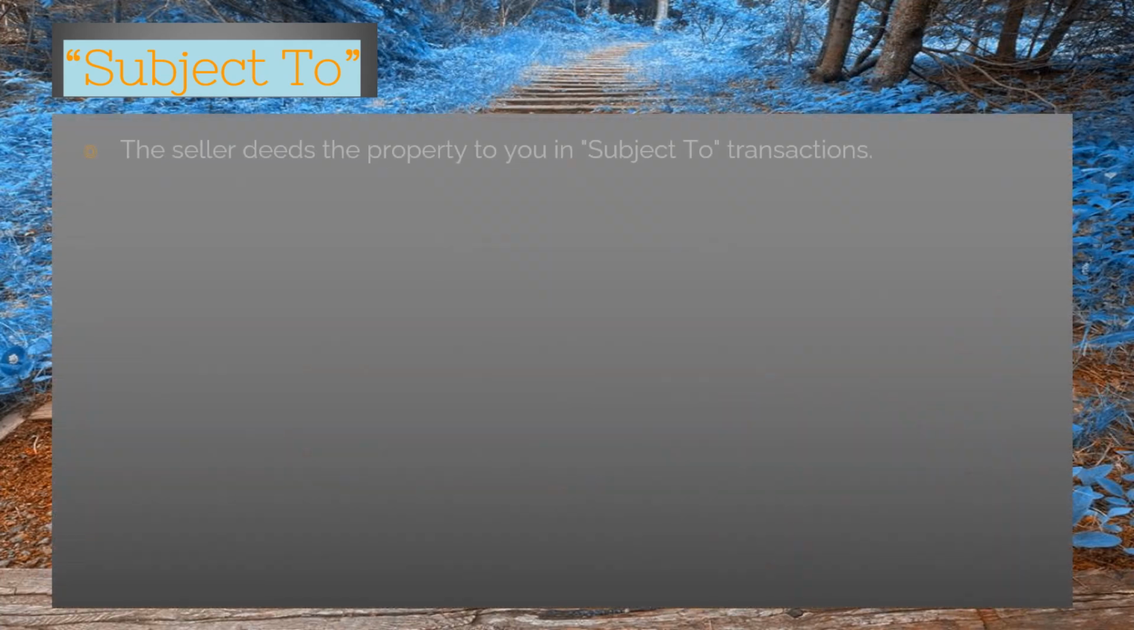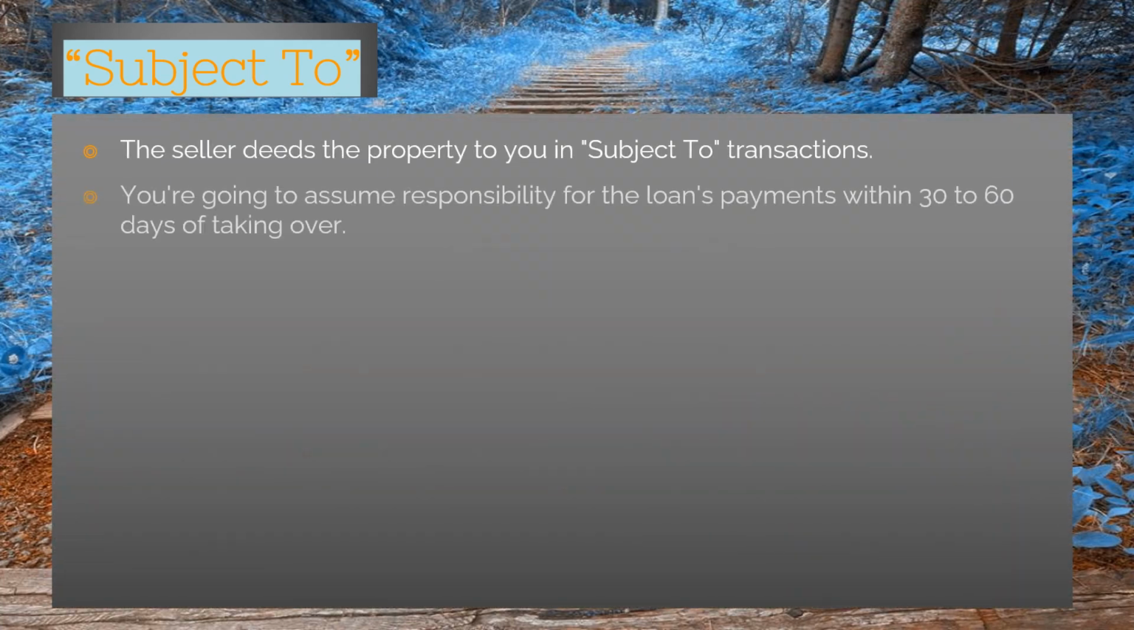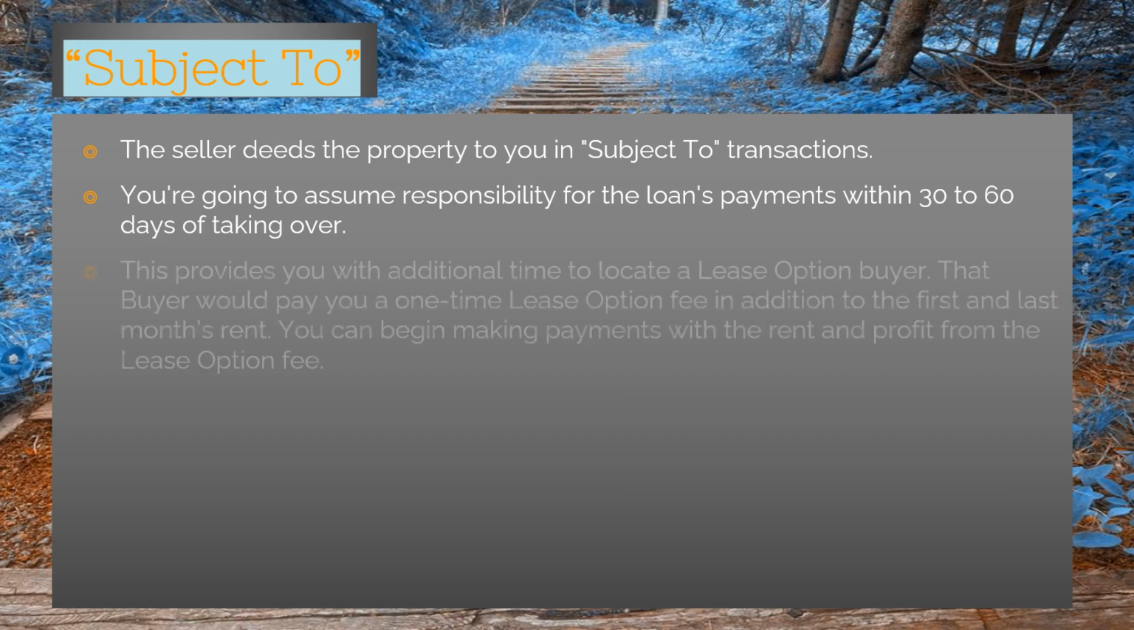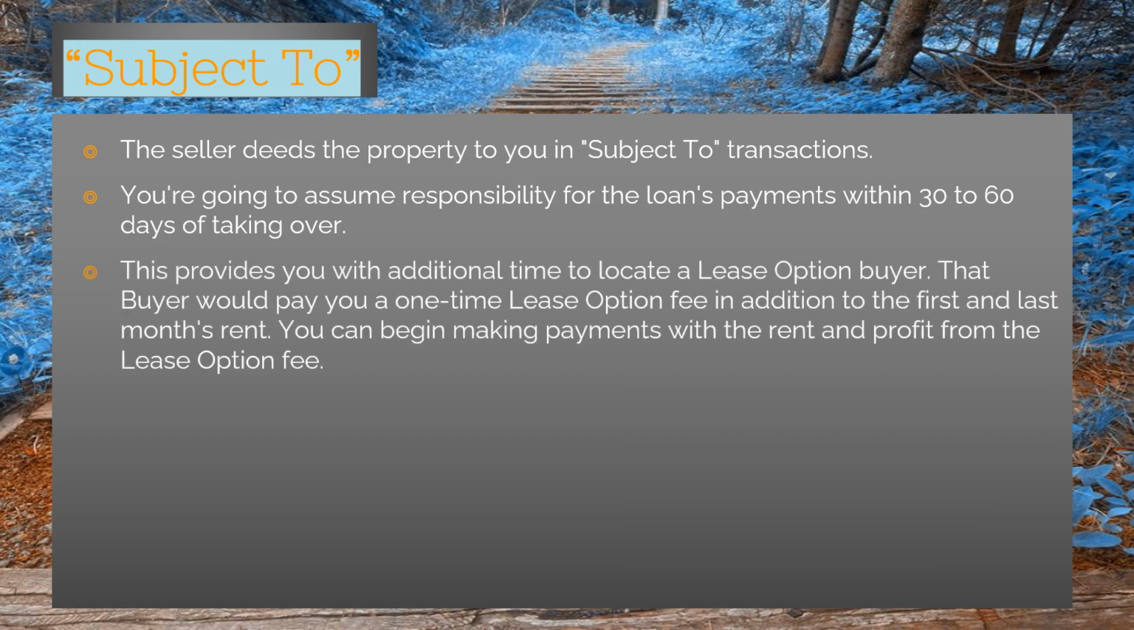The seller deeds the property to you subject to the existing mortgage. You assume responsibility for the loan payments within 30 to 60 days of taking over. This provides you with additional time to locate a lease option buyer, or what we call a tenant buyer. That buyer would pay you a one-time lease option fee in addition to first and last month's rent, and you can begin making the payments from the rent and the profits from the lease option fee.